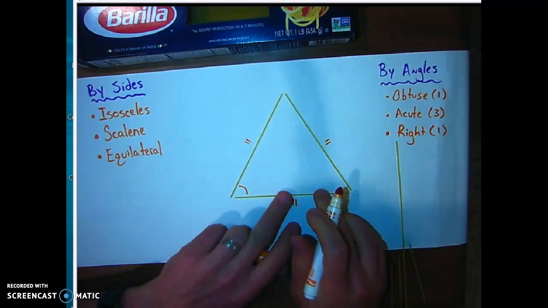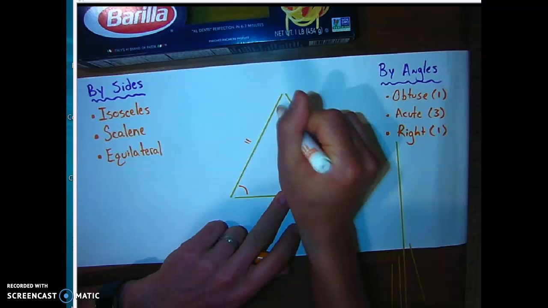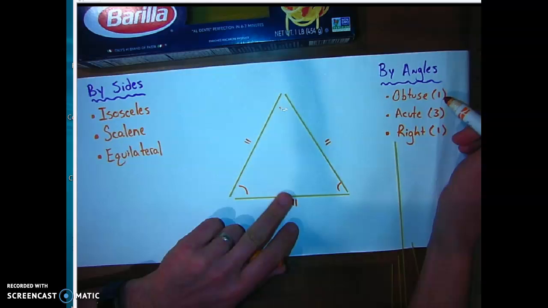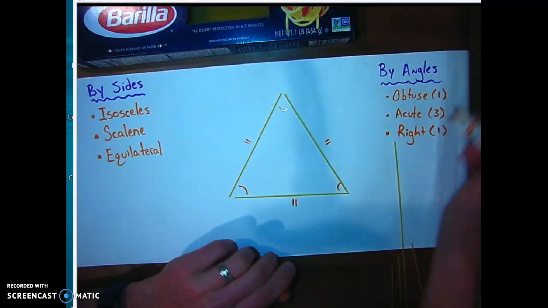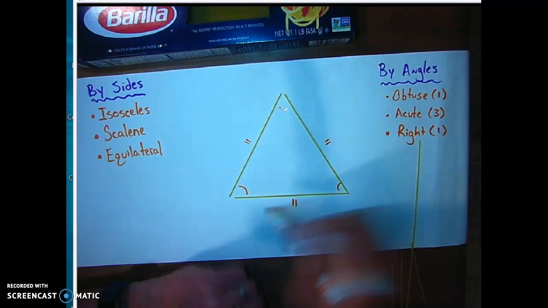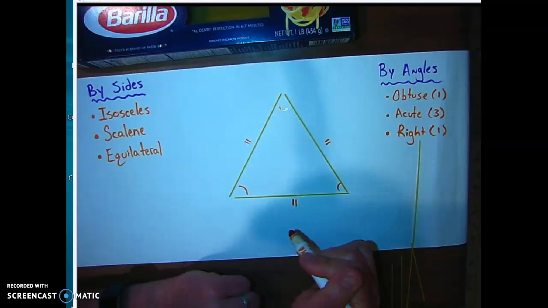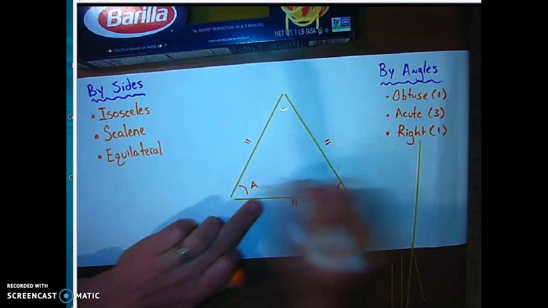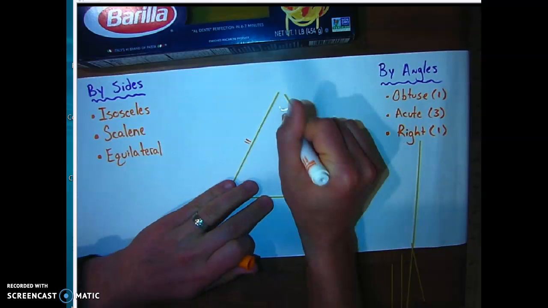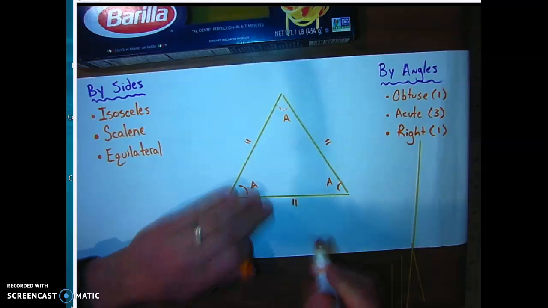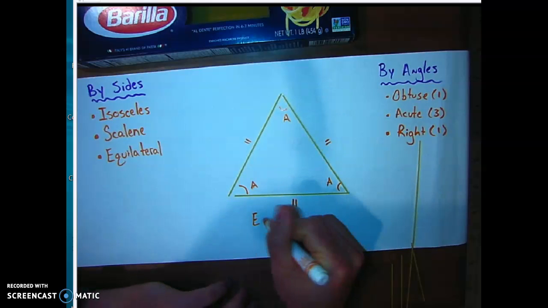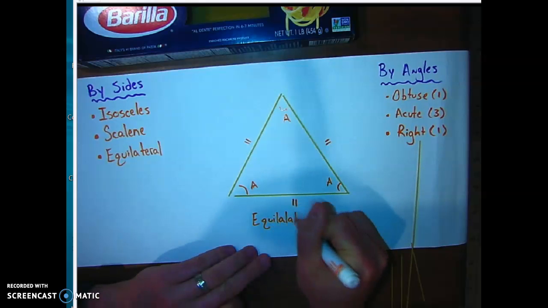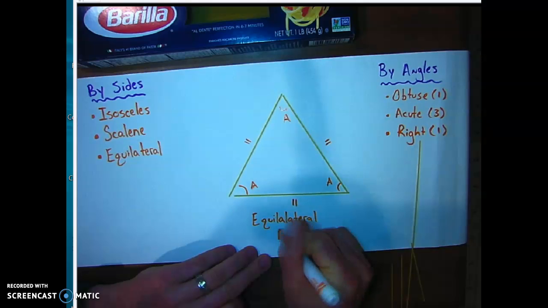What might I call it if I have these 3 angles? Well, let's see. Can't be obtuse. I don't have any angles that are greater than 90 degrees. Can't be right. I don't have any square corners or 90-degree angles. In fact, all of my angles are acute. I'll label them all A for acute. So I know that I have an equilateral acute triangle.